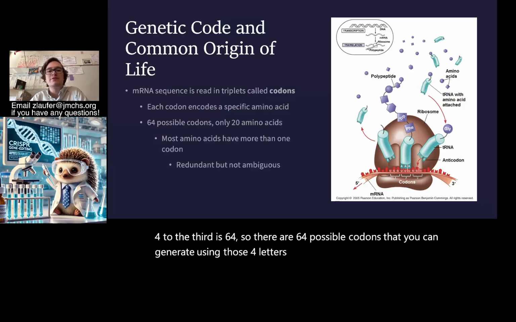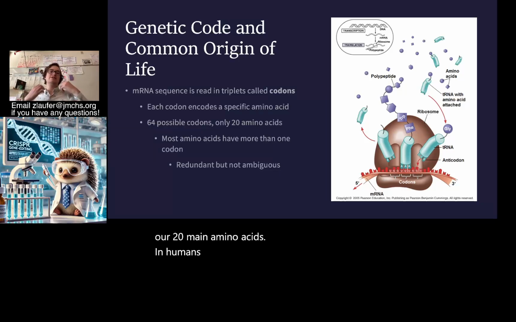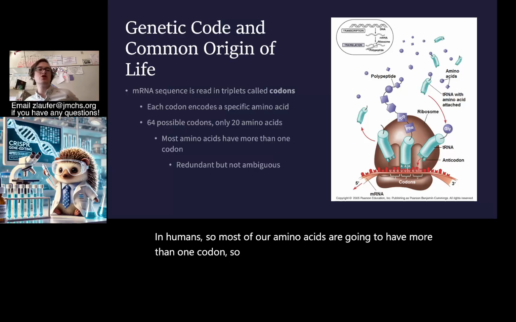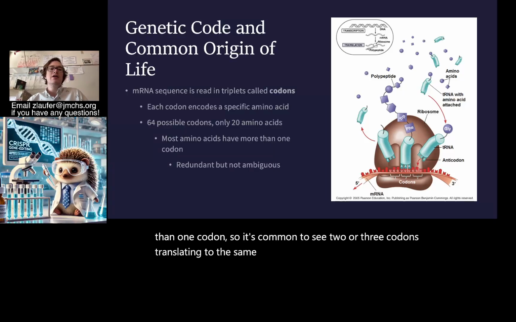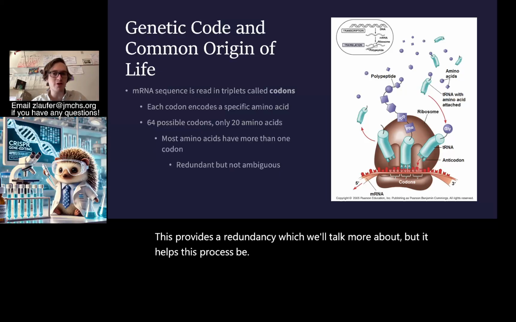But we only have 20 main amino acids in humans. So most of our amino acids are going to have more than one codon. It's common to see 2 or 3 codons translating to the same amino acid. This provides a redundancy, which we'll talk more about, but it helps this process be less error prone.